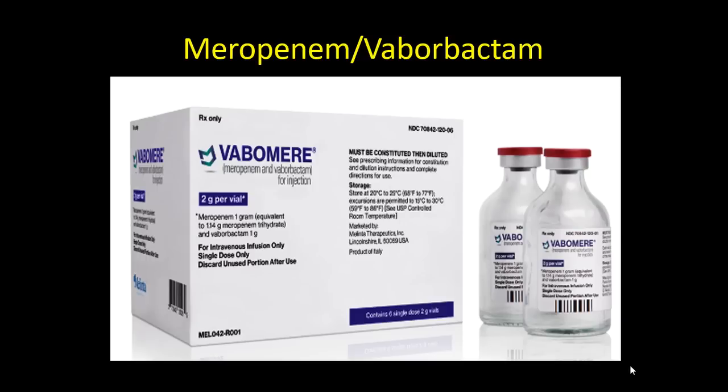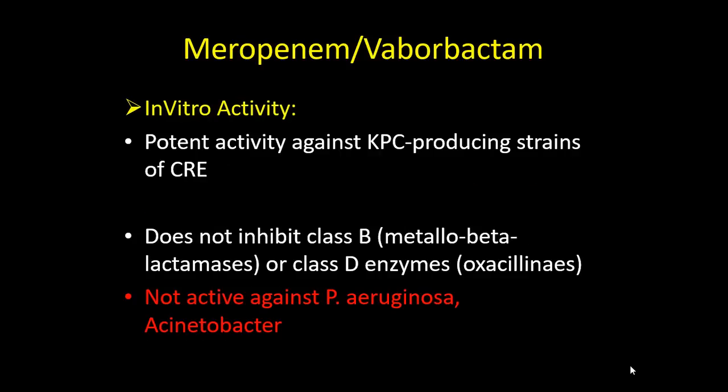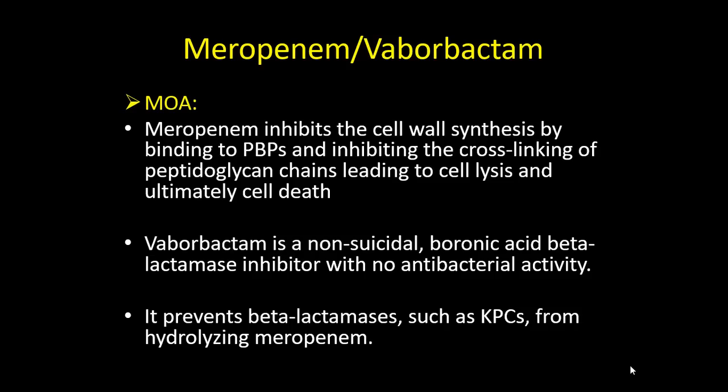Another important drug is meropenem and vaborbactam, approved by US FDA recently in 2017 as a carbapenem with beta-lactamase inhibitor combination. Approved indications include complicated urinary tract infections, with potent activity against KPC producing strains, because KPC producing strains generally destabilize the meropenem. So vaborbactam prevents the KPC producing organisms from destroying the bacterial activity. So thus it increases the effectiveness of meropenem.